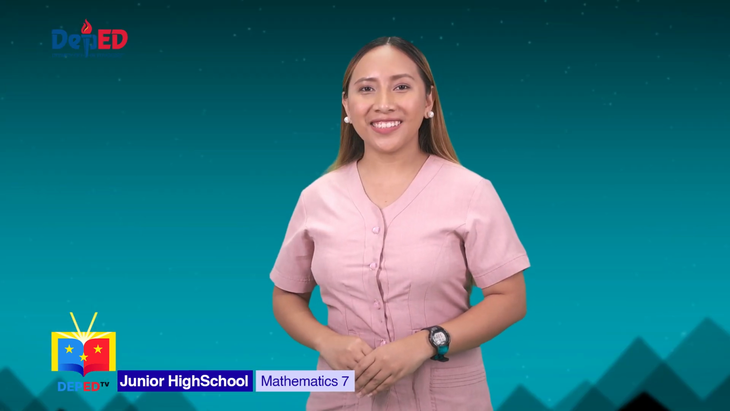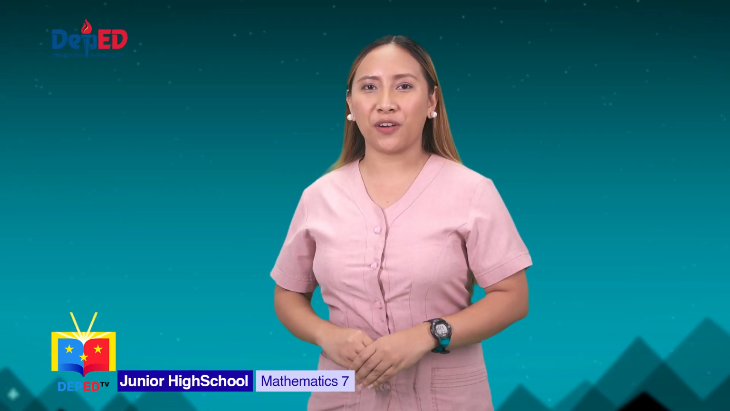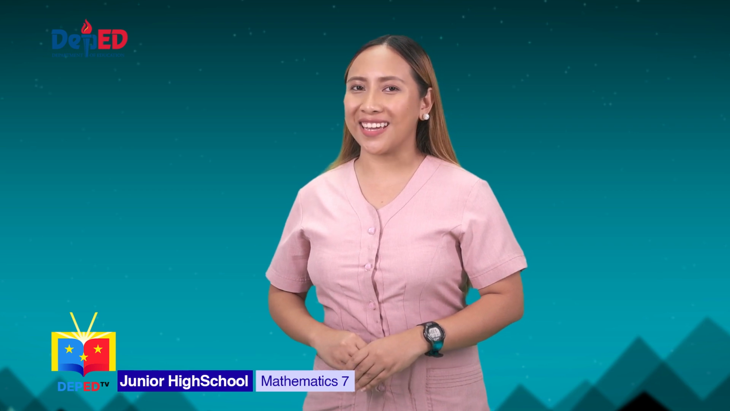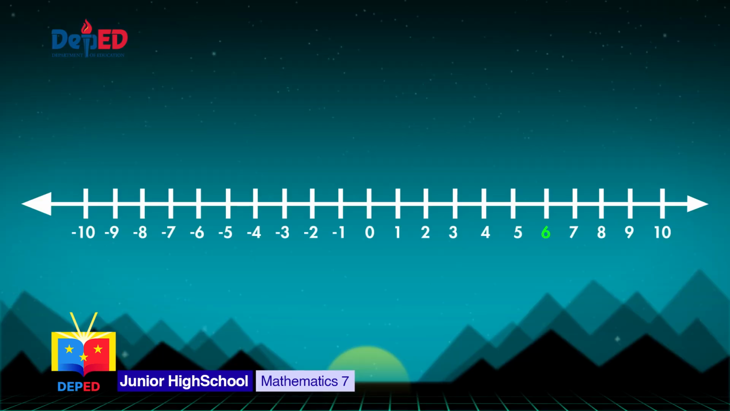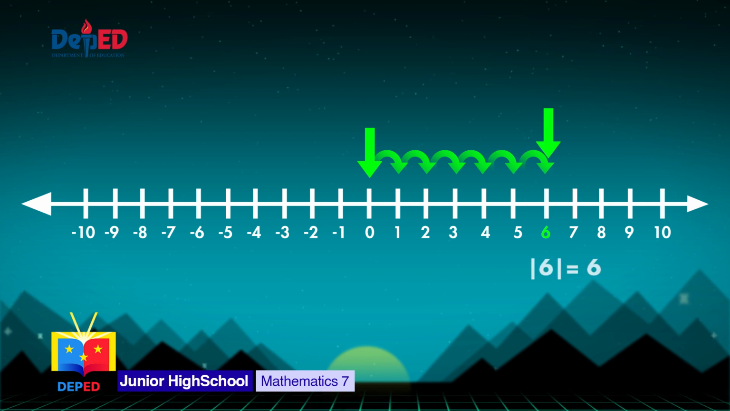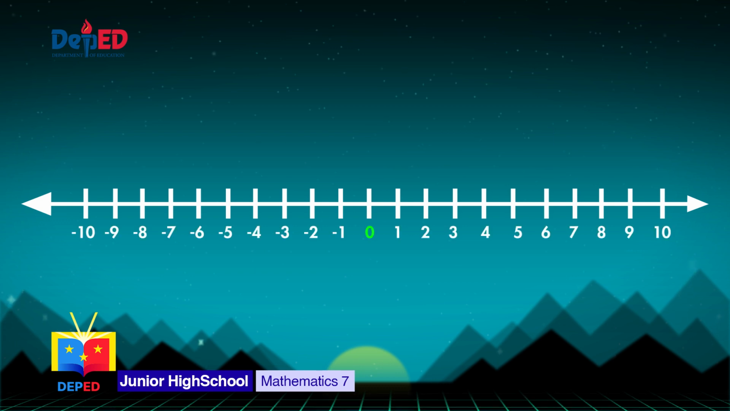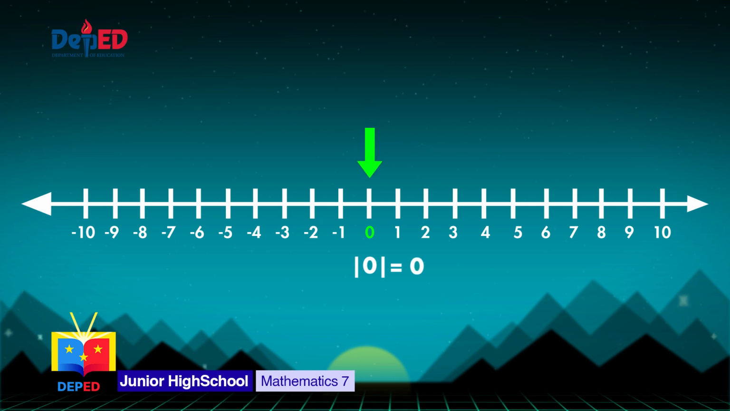Now, let's illustrate each absolute value of a number using a number line. How would you represent the absolute value of 6? Since 6 is 6 units from 0, the absolute value of 6 is 6. How about the absolute value of 0? The absolute value of 0 is 0, since there is no distance measured.